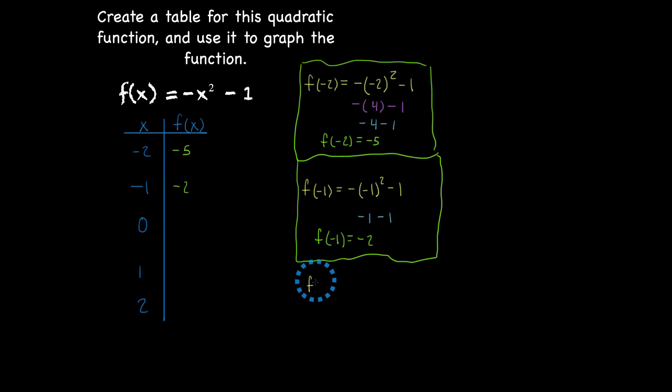Alright, so f of 0 is equal to, well, negative 0 squared minus 1. Well, 0 squared, or 0 times itself, is 0. So now I have negative 1 times 0 minus 1. So basically, negative 1 times 0 is nothing, so I'm left with negative 1. So f of 0 is equal to negative 1.